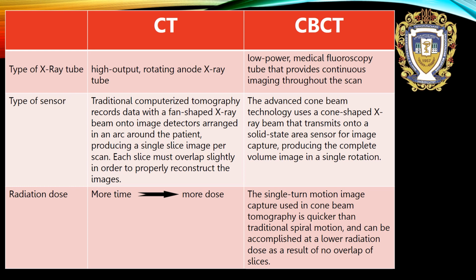In this table, I would like to show you differences between traditional CT and cone beam CT. Advantages and disadvantages. According to type of X-ray tube, traditional CT has a high output rotating anode X-ray tube, but cone beam CT, as a source of X-ray, has a low power medical fluoroscopy tube that provides continuous imaging throughout the scan.